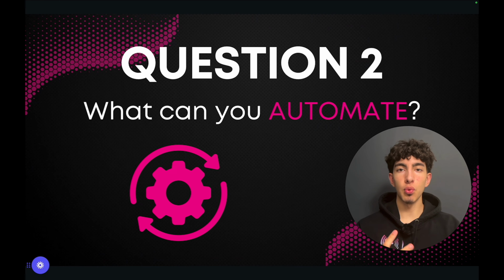Now, question 2 is going to be, what can you automate? What sort of repetitive actions do you have within your business that you can completely automate? This may be things such as filling out forms, onboarding new clients, and even maybe making cold calls to prospects. Make sure you also write a list of these things that you can automate.